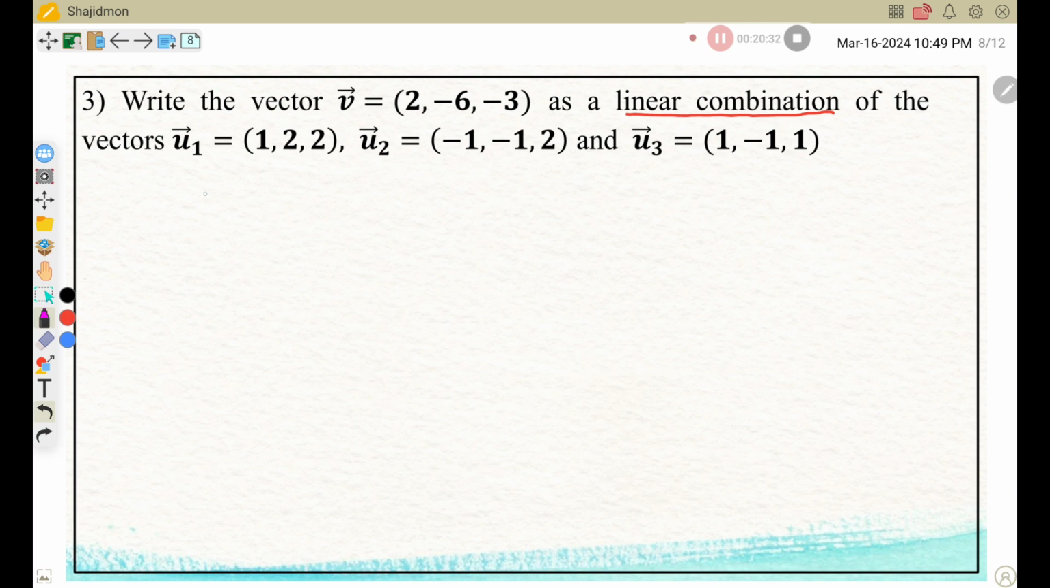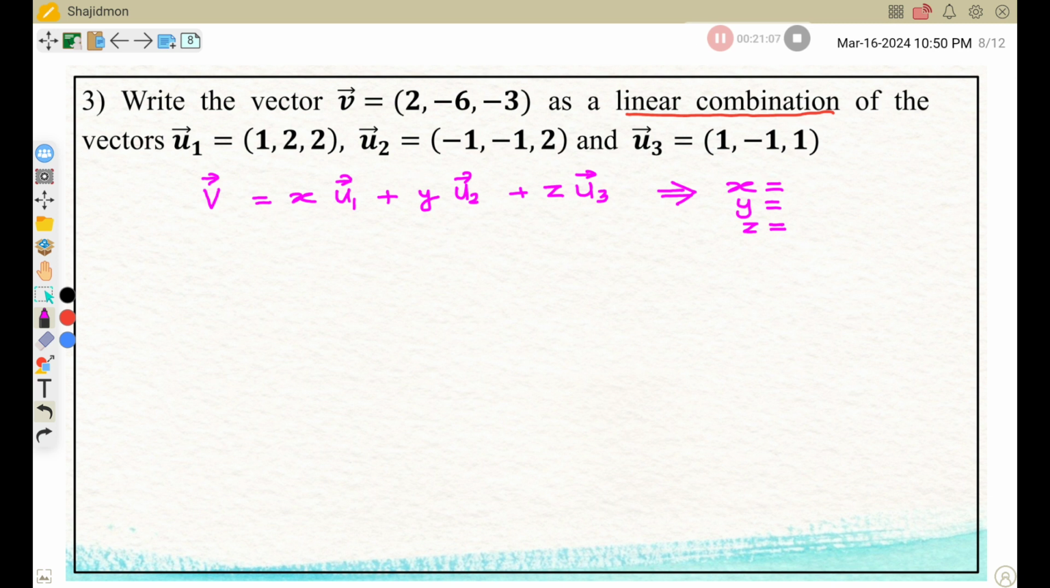So what is the linear combination? Just assume that vector v equals x multiply vector u1 plus y multiply vector u2 plus z multiply vector u3, where x, y, z are scalars. We need to calculate what x and y and z are, these three scalar numbers, so that we can write the linear combination. If the linear combination exists, we can calculate these numbers x, y and z.